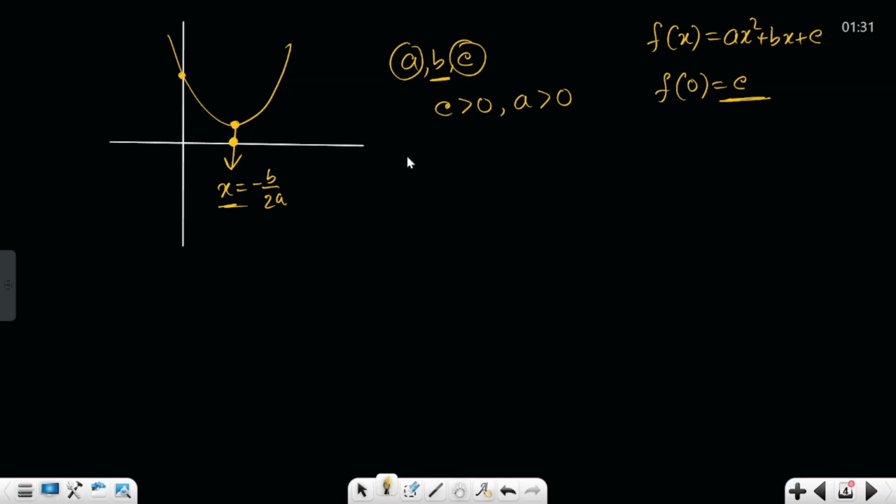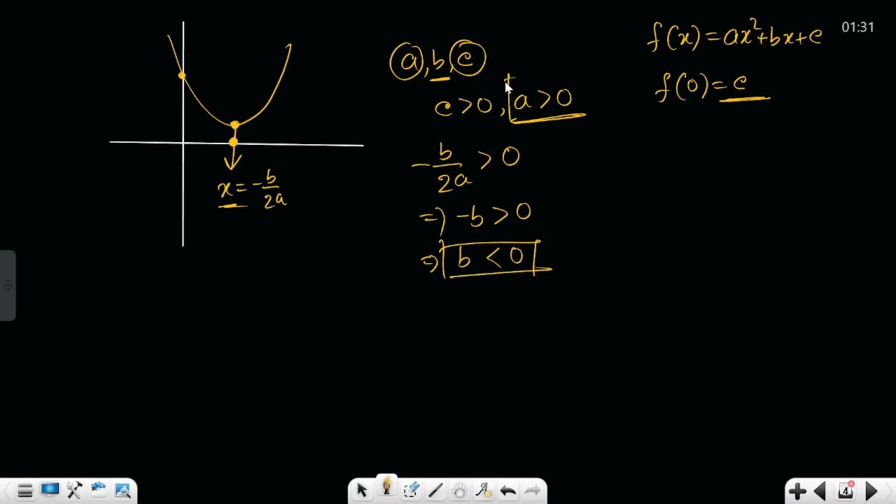So minus b by 2a is greater than 0. Now see here, a is greater than 0. So if we multiply both sides by 2a, then the sign will not change. So we will get minus b is greater than 0. So we will get b is less than 0. So we determined the signs of a, b and c. This is very simple. Just analyze the graph and you can say. You just need to understand clearly what is the nature of the graph. You need to know everything about the graph to do this. Very easy thing. No problem.